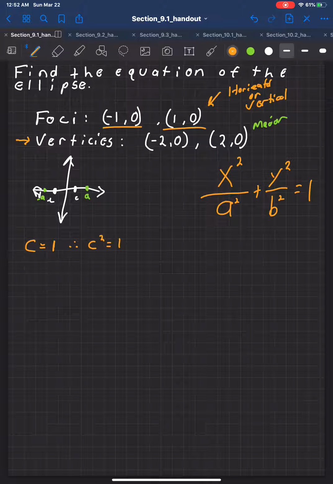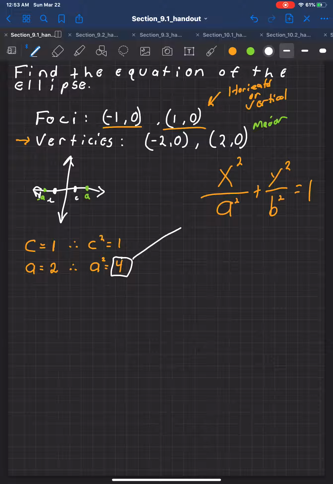Okay, now let me use these other two vertices. Since the other vertices are on the same axis as the focal points, that would mean that is A. So in this case, A is equal to 2. Right? I gotta go 2 to the right, 2 to the left. That would mean that A squared is equal to 4. All right, beautiful. I already know what to plug in right here. What I don't know is what to plug in for B squared. Well, hopefully you guessed it.